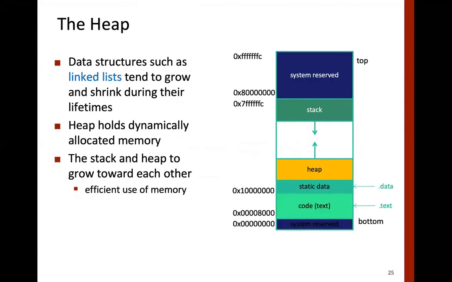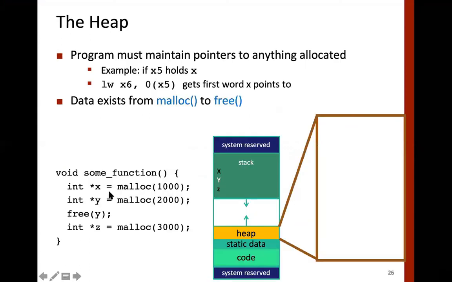Do you see heap here? It will contain the malloc or some dynamic data. So look at this example here, which says X is a pointer to malloc 1000, meaning that you allocate 1000 memory locations in heap, and X is a pointer to the first of that location. Similarly, Y is a pointer to the first of 2000 locations. Okay, so let's see how this executes.